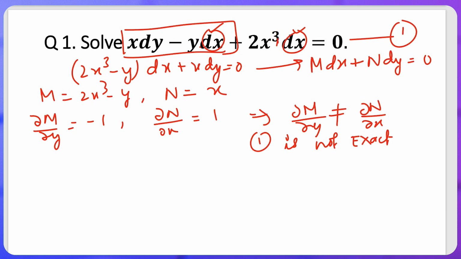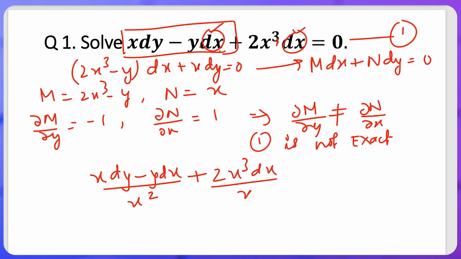But looking at equation number 1, for the first two terms x dy − y dx, if we divide this whole term by x², then it becomes (x dy − y dx)/x² plus this 2x³ dx will also be divided by x², is equal to 0. 0 divided by any number is 0.